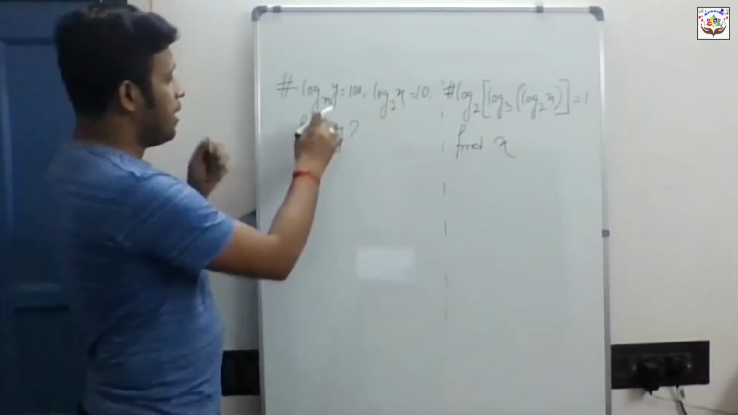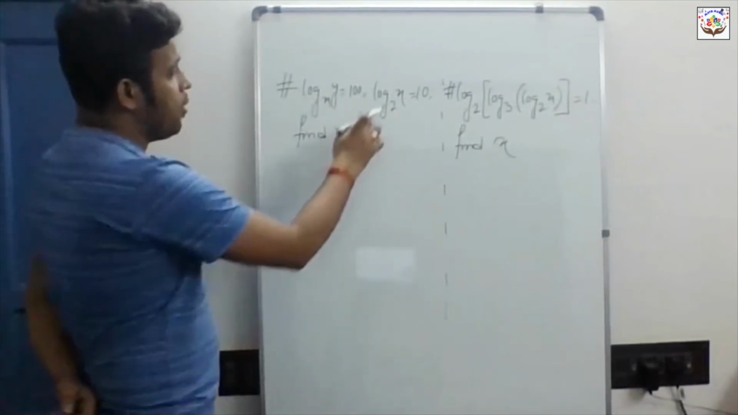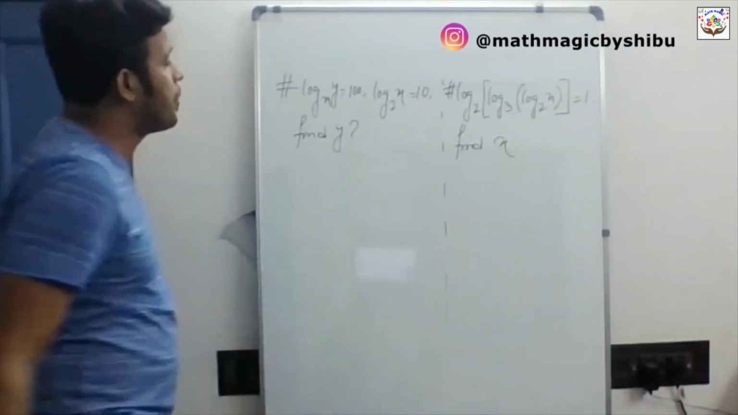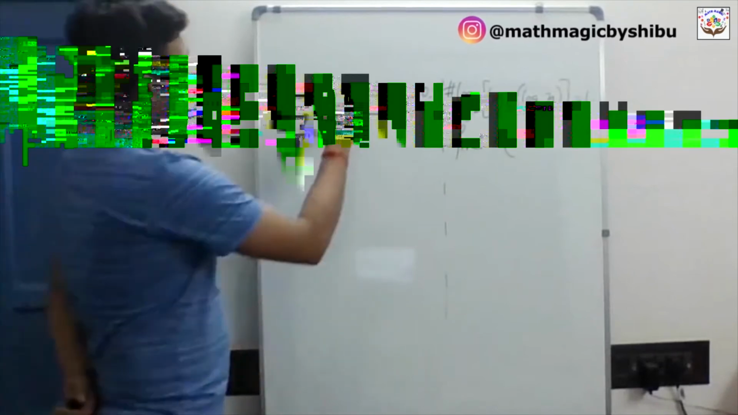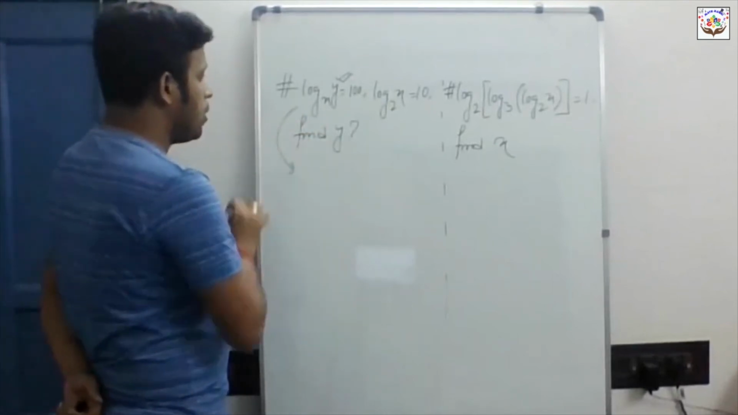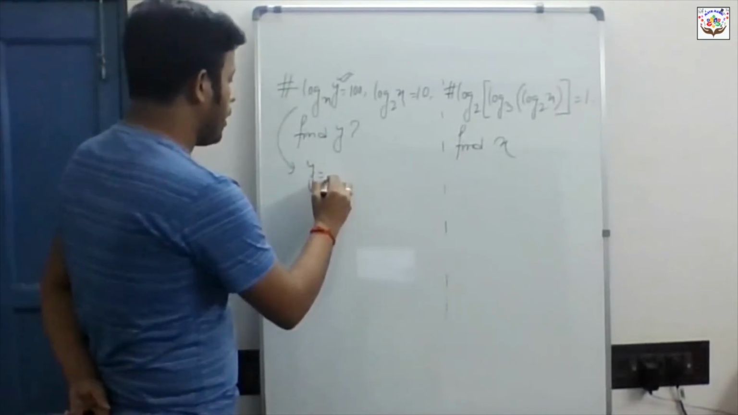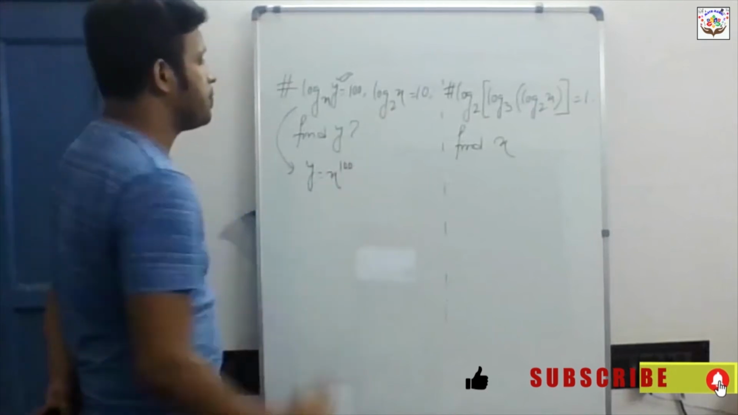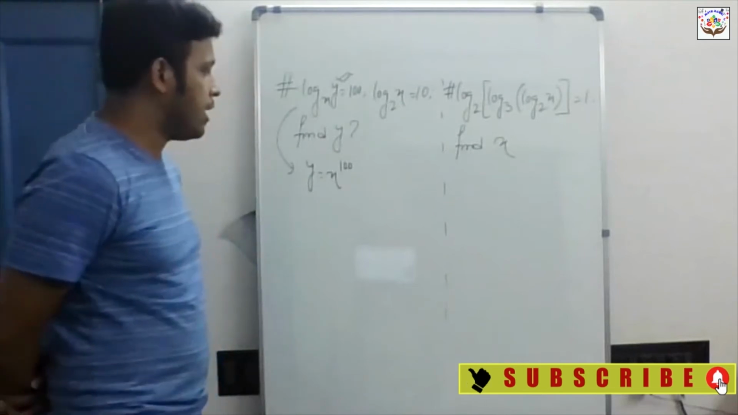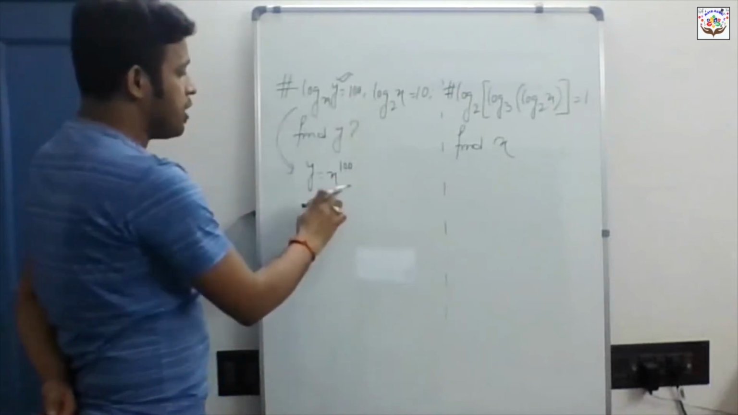Now what is there? Log of y at the base x equals 100, and log of 2 at the base x equals 10. We need to find the value of y. Now we need to check what can be written from this one. As per the standard formula of logarithm, it can easily be written that y equals x to the power 100. Just check whether I have written it right or not. So from here we can write y equals x to the power 100.